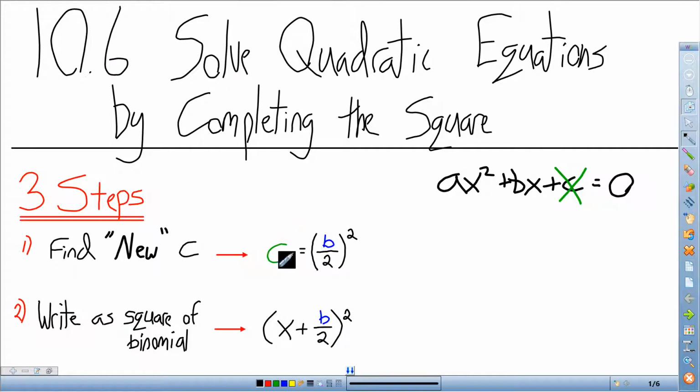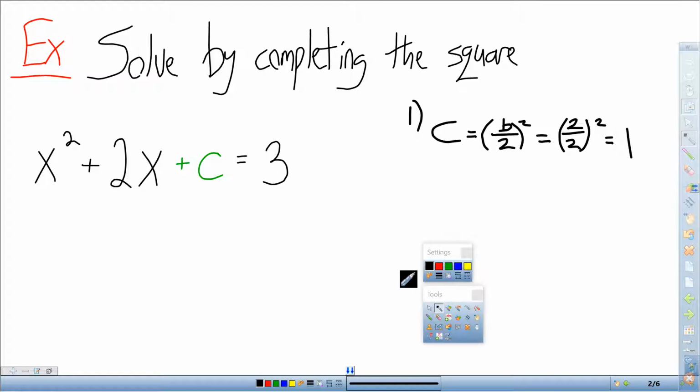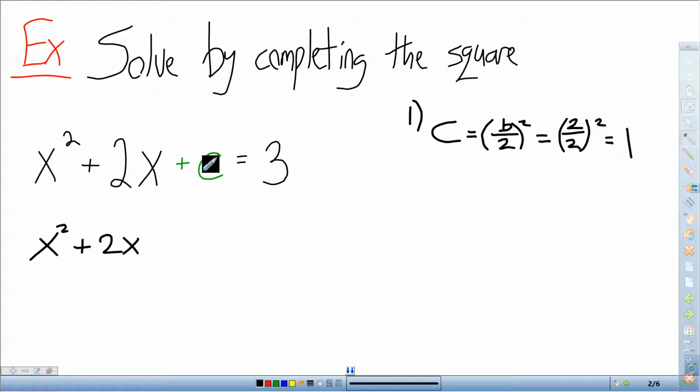Just a little reminder, we use this little formula, C equals B divided by 2 squared. So C equals, for the sake of taking notes, let's show the formula and then let's plug in some numbers. Okay, our B value on this one, the number in front of X, is a 2. So we got 2 divided by 2 squared. Okay, 2 divided by 2 is 1, 1 squared is 1. Okay, so there is our new C value. So I'm going to go ahead and rewrite this thing, x squared plus 2x, and I'm going to plug in that new C value we just figured out, which is a positive 1.